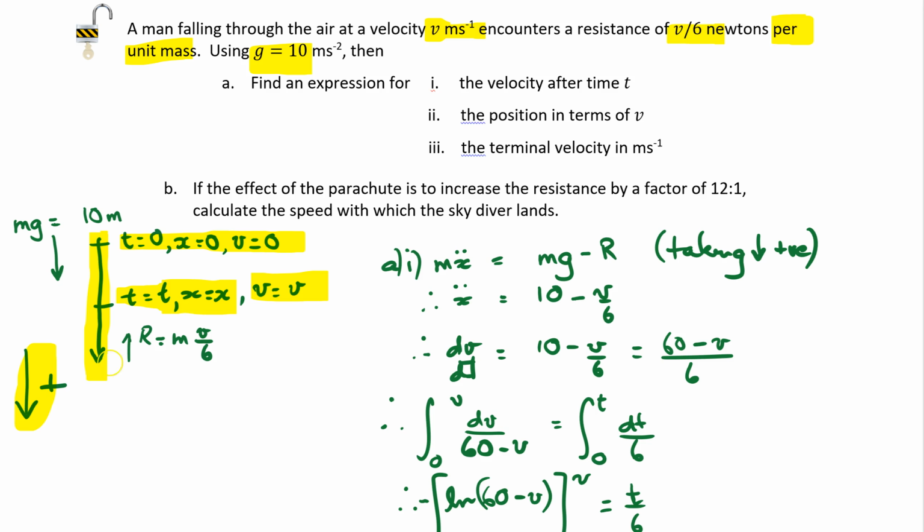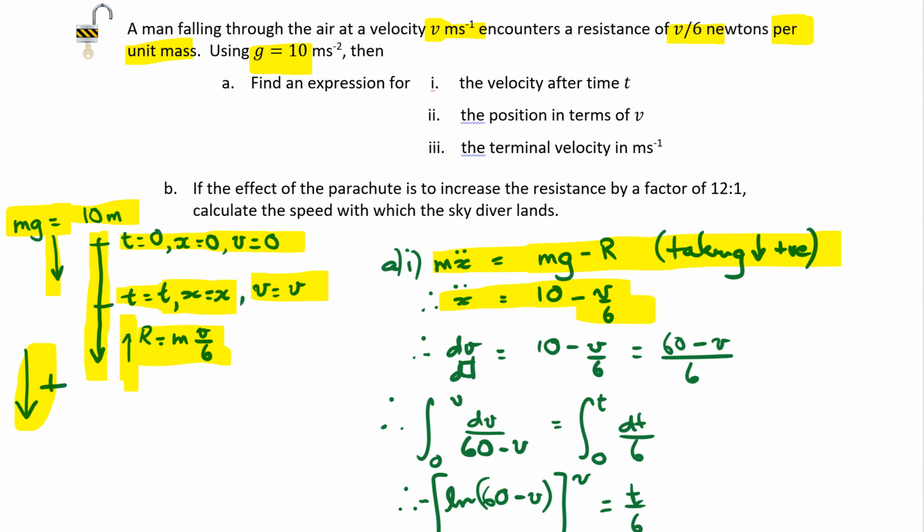So what are the forces acting? The forces acting are mg, which is 10 times m, and it's downwards, so it's going to be positive. And we'll have a resistive force which is acting upwards, and it's the mass times v on 6. Now it's pointing upwards, so when we set up our vector equation, we'll have to give it a negative sign. So our acceleration is mg minus r. Divide through by the m, and we get this equation for acceleration.